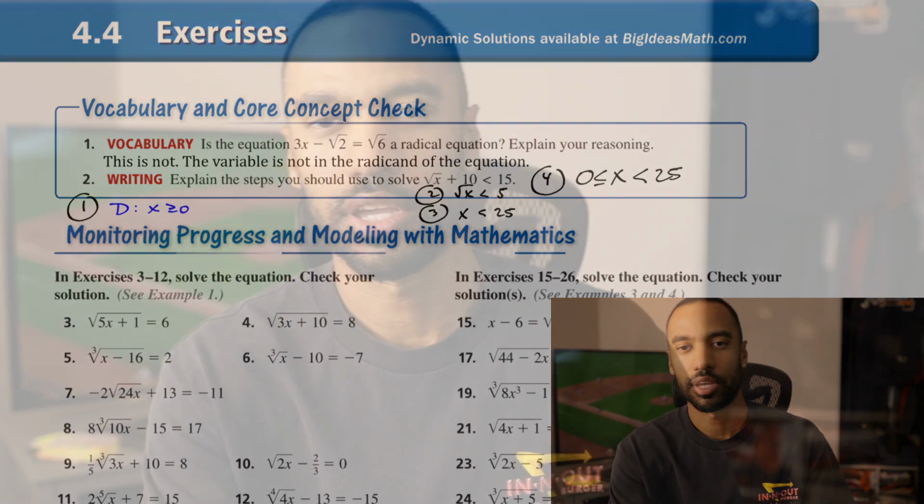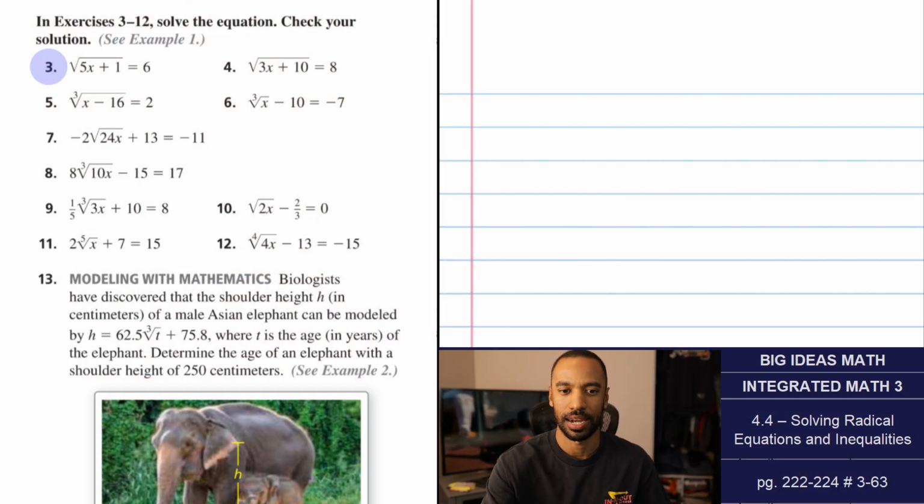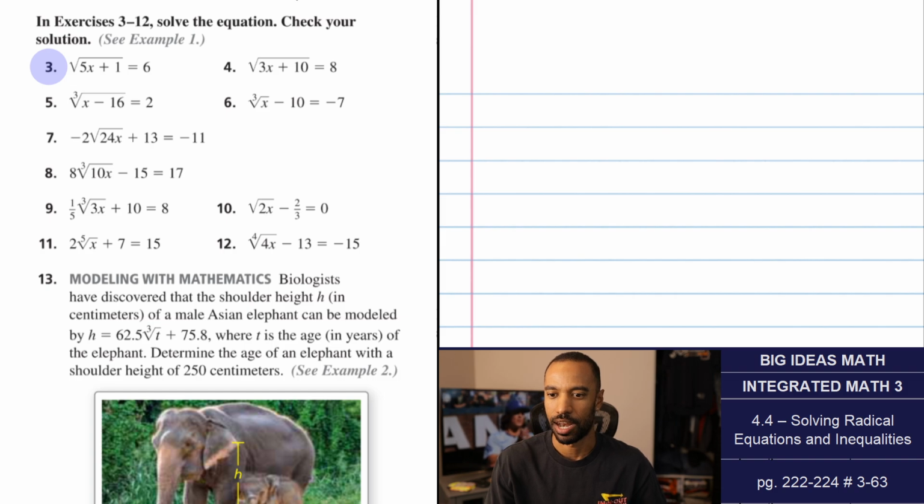All right, guys, so we are going to go ahead and go to the main problems. We just did a vocabulary core concept check. We're going to get to problems 3 to 63, the main problem set. They are downloadable below as well. Follow along, please, if you'd so choose to. Let's go ahead and get started. I see an elephant, but we're not there yet.